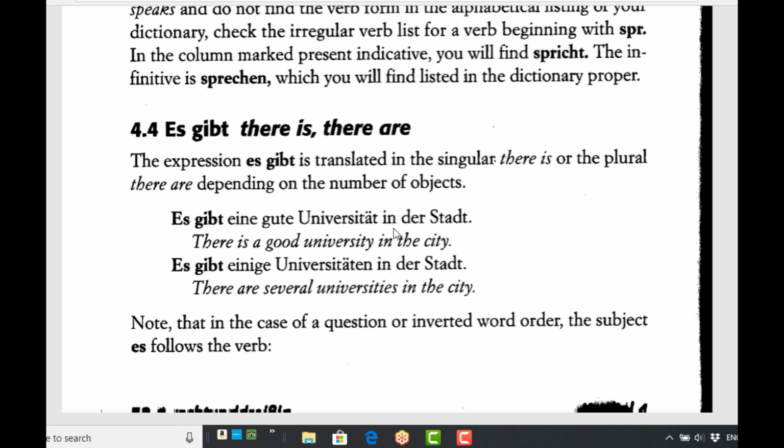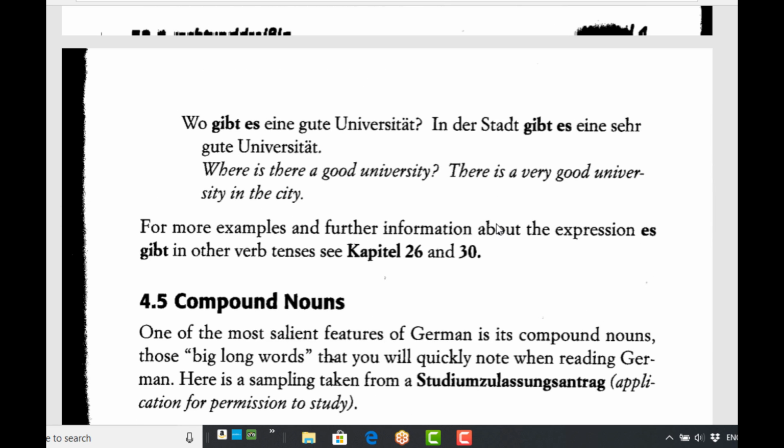This is just one note that es gibt can be both there is and there are. Es gibt eine gute Universität. And then here, es gibt einige Universitäten, as you can read from the translation, just to be aware of that.